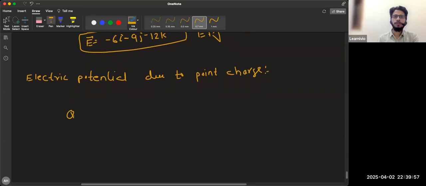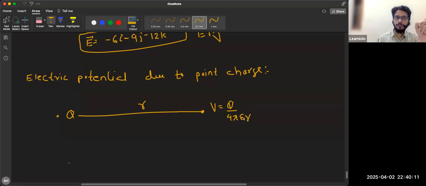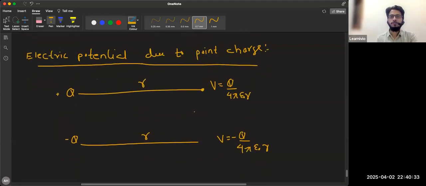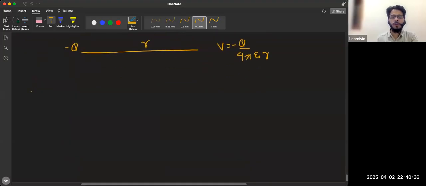So if you have a point charge and you're supposed to calculate potential at some separation R, then potential due to a point charge is Q by 4 pi epsilon naught R if it is a positive point charge. But if it is a negative point charge, then potential at a separation R is minus of Q by 4 pi epsilon naught R. Potential is a scalar quantity. For positive charge, it's positive. And for negative charge, potential is negative. After point charge, if you have n point charges.